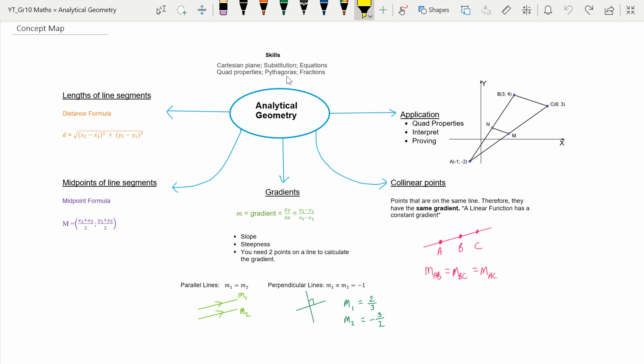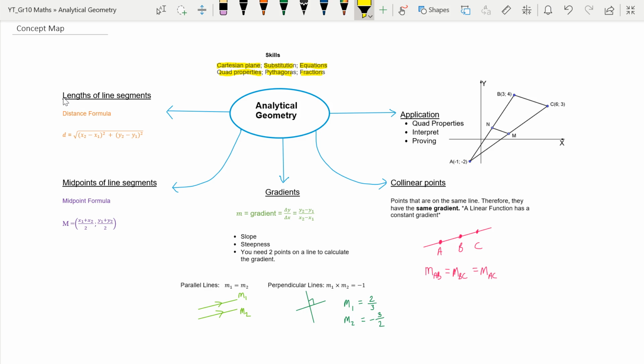So the skills that you need to have is you need to have some sort of a grid of the Cartesian plane, plotting your points, reading points of the Cartesian plane. Substitution is really important. We're going to deal with equations. You need to know your quadrilateral properties, like for example, your rectangle. You need to know those properties, the theorem of Pythagoras, and then fractions.